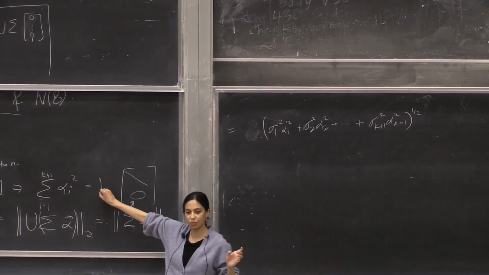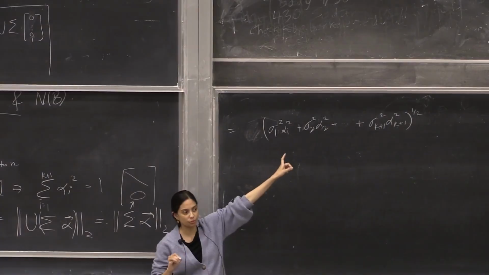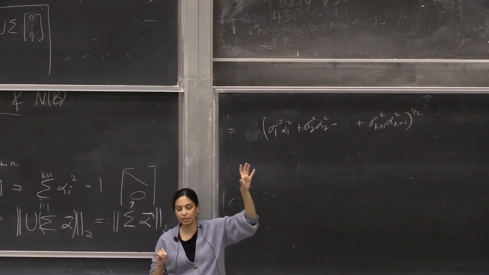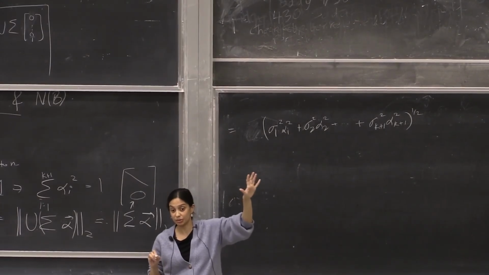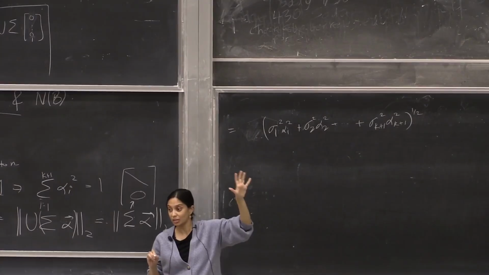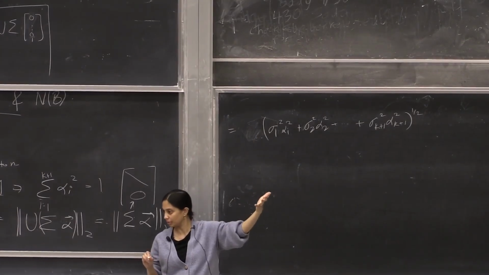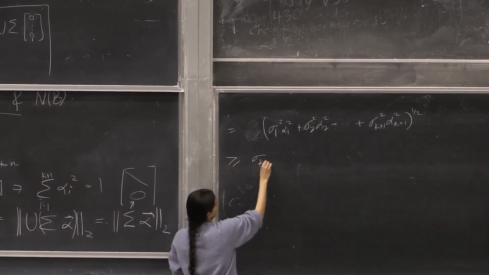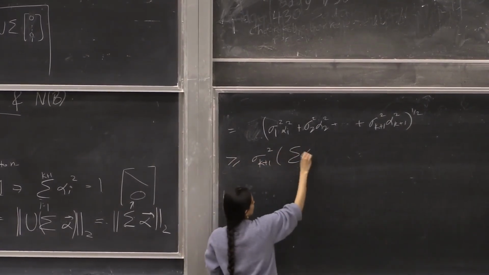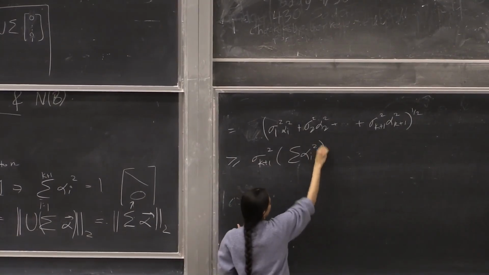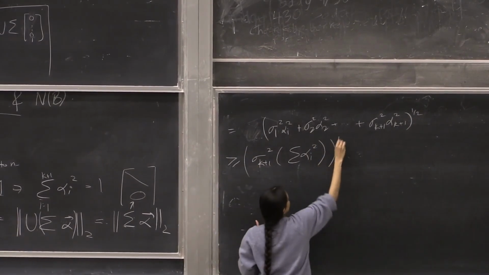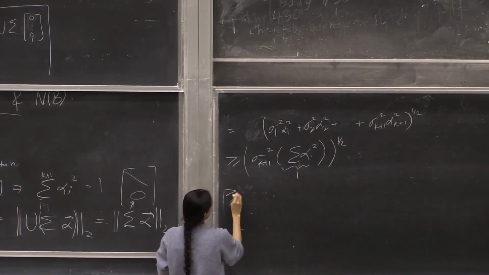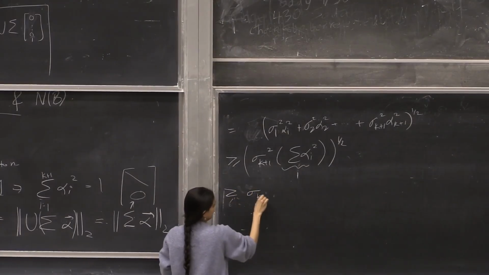You know that the alpha i's sum to 1. I want to say that this is greater than or equal to something. If I wanted to upper bound this, if I wanted to say it was less than or equal to something, which sigma would you choose? Sigma 1. But I want to say it's greater than or equal to something. So this must be greater than or equal to sigma k plus 1 squared times the sum of the alphas squared. But this is equal to 1. Therefore, this must be greater than or equal to sigma k plus 1.